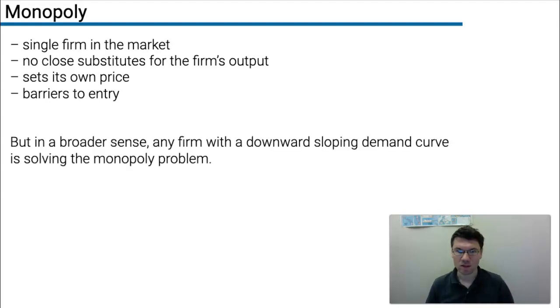And so, in a narrow sense, the monopoly model talks about the particular industries where there are no close substitutes, like local utility companies that are real monopolies in today's economy. But in a broader sense, you can think about any firm with a downward sloping demand curve trying to solve the monopoly problem of figuring out which price will maximize the profit in the market that the company serves. And so we're going to look at a numeric problem which does exactly that.